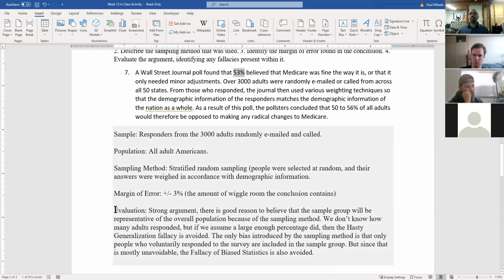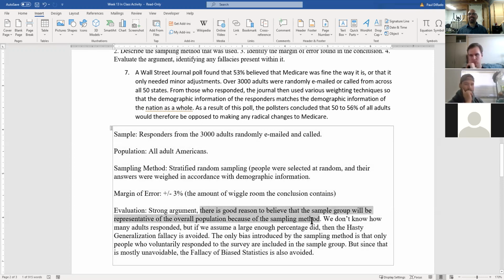And then the last step is just to evaluate the argument as a whole. Overall, I would say this is a pretty strong argument. What do we mean by that? You should include this sentence in all of your answers: there's good reason to believe that the sampling group will be representative of the overall population because of the sampling method. That's literally the only thing you should be looking at in these problems. Conversely, if you think it's a bad argument, it's because there's good reason to believe that the sample group will not represent the overall population because of the sampling method.